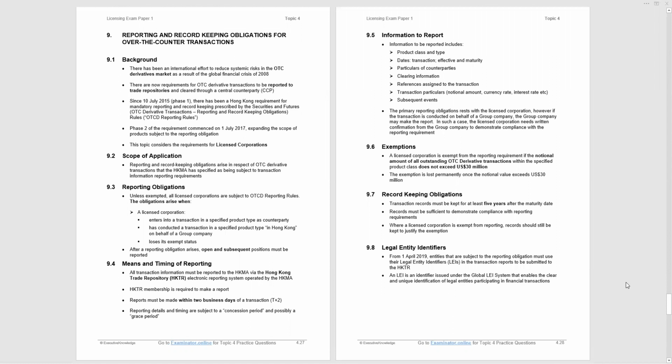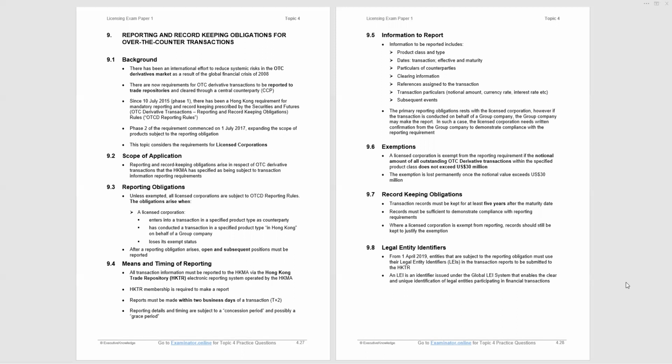Now we just have a few other points at the end of topic 4. OTC derivatives: we have a set of rules on the reporting. And I've listed the main headings that appear in the study material. What would I be aware of? I would be aware that you report your over-the-counter derivative positions if they are significant to the Hong Kong Monetary Authority. Under 9.4 on page 4.27, we're told all transaction information must be reported to the HKMA via the Hong Kong Trade Repository electronic reporting system, and it's operated by the HKMA.